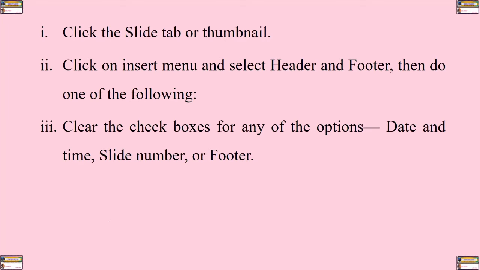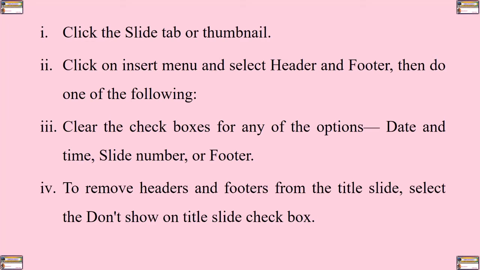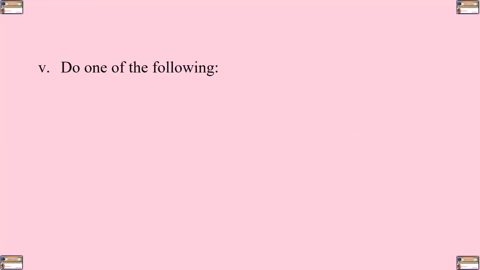Clear the checkboxes for any of the options that you don't need, for example, for date and time, slide number, or footer. To remove headers and footers from the title slide, select the Don't Show on Title Slide checkbox. That is, if you want to remove headers and footers from the title slide, select the Don't Show on Title Slide checkbox.